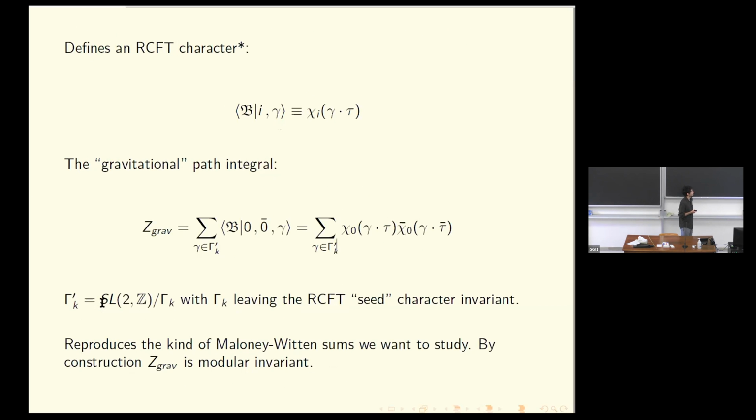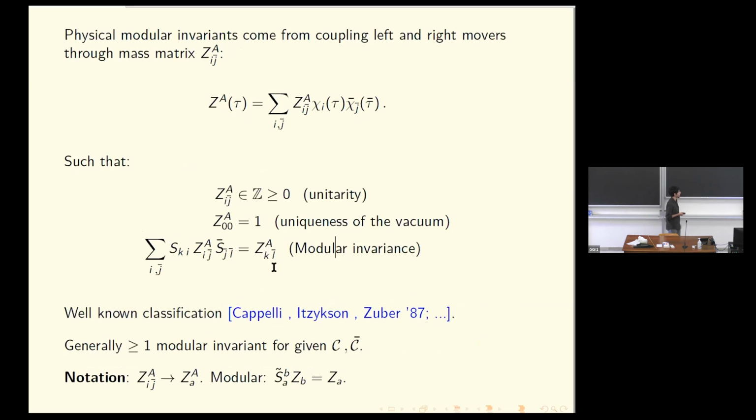Okay, so now I have to make some digression. This procedure will always give you a modular invariant answer by definition. It's how we do it. We sum over the images, so it's modular invariant. But there is another way to construct modular invariance in CFT, which is the usual way, you know?